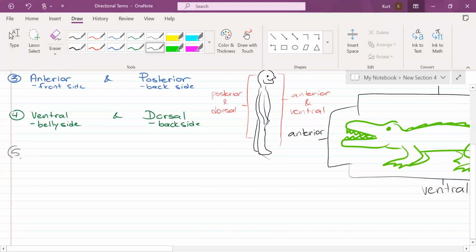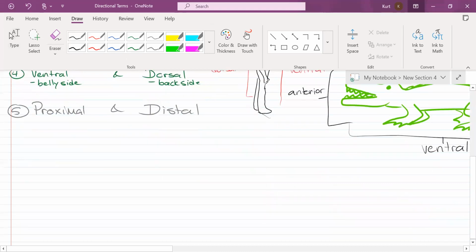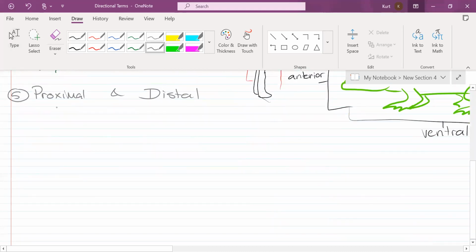Okay, number 5. We have proximal. And we have distal. Okay. Proximal means towards the body. And distal means away from the body. So for all of you to see, I have a human arm with the bones. We call this the skeletal bones of the arm.